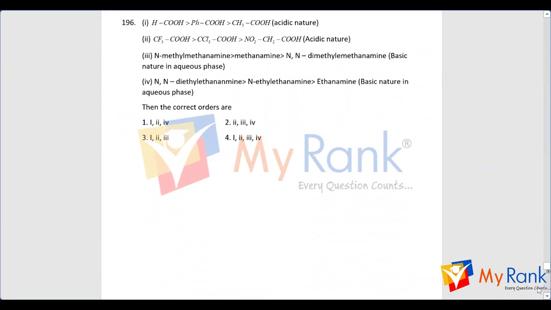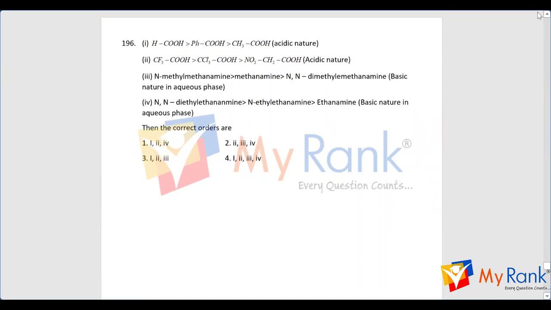Question number 196. Now, the acidic strength of the compounds: the first one is acidic nature, second one also acidic nature, and the third one basic nature. So formic acid, benzoic acid, and acetic acid, correct only. Generally, aromatic acids are more acidic than aliphatic acids, except formic acid. Therefore, the first statement is correct only. And the next one is trifluoroacetic acid, trichloroacetic acid, with NO2 groups, so this one is also correct only.